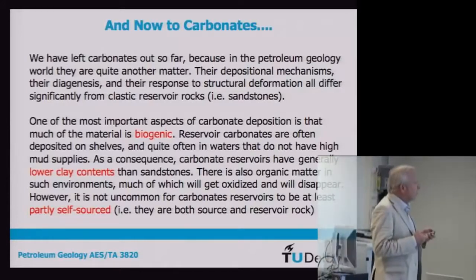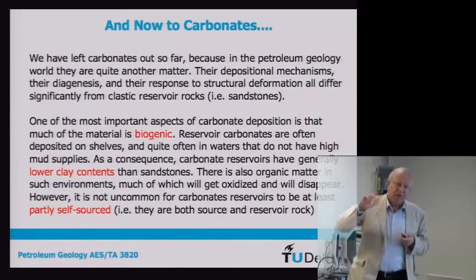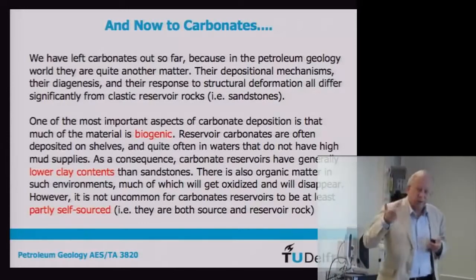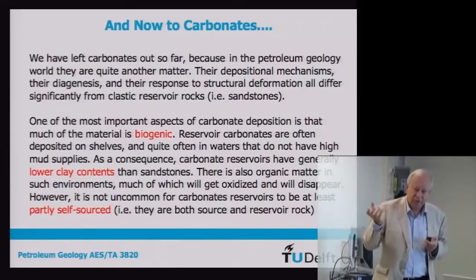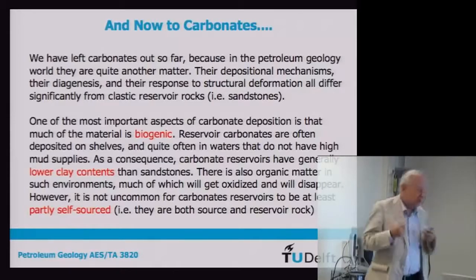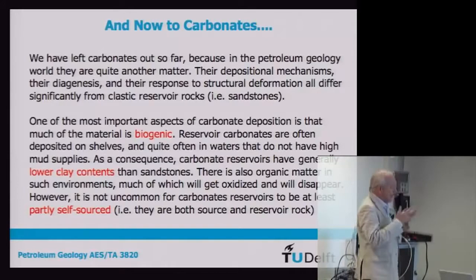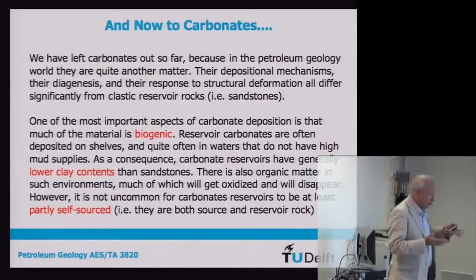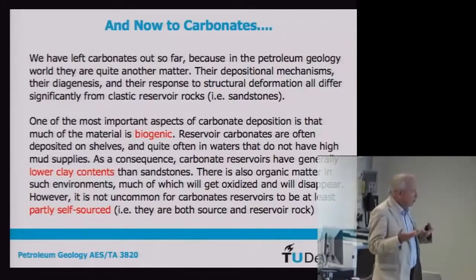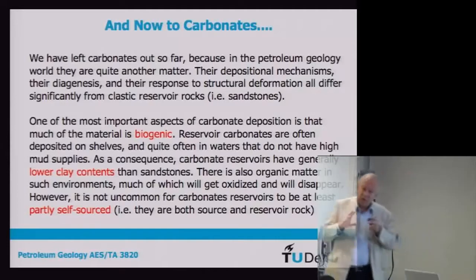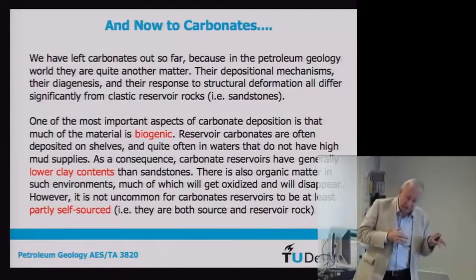And so these critters don't really like to live around muddy waters. They like clear waters, because otherwise their pores get plugged. You find them in colder waters, but you don't find them in muddier waters. And so very often carbonates don't have a lot of clay.